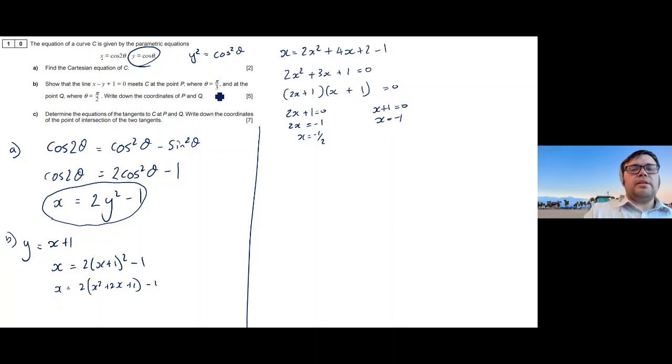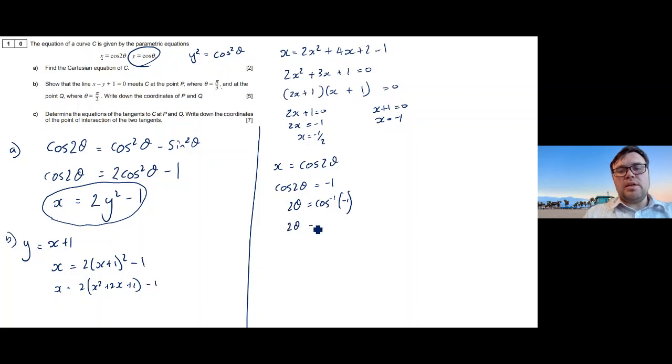Notice as well that theta is in radians, so you're going to have to make sure you calculate this in radians. So if I was to then do x equals cos 2 theta, so cos 2 theta equals minus 1. 2 theta is cos inverse of minus 1, which is equal to pi. So 2 theta equals pi, theta equals pi by 2. And then on this side, we would do the same.